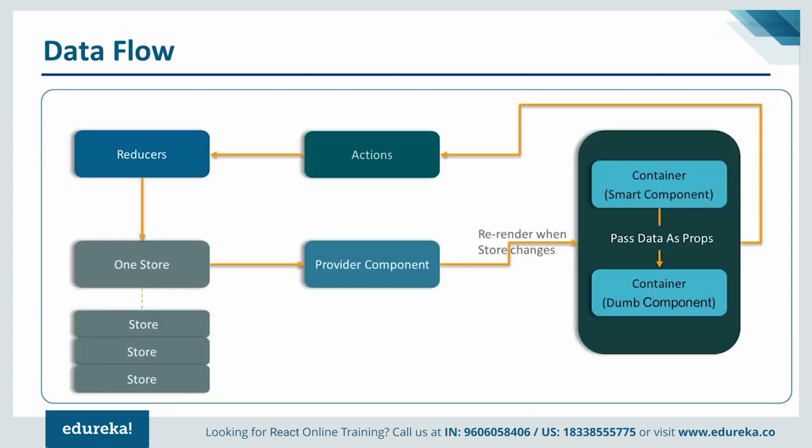This is the flow diagram of the Redux application. This application has all the components which we discussed just now, the actions, the components, the provider components. Then there are two types of components. One are the smart components and the other the dumb components. The smart components are sending data to the dumb components. And then we have one store. Then we have reducer. So this is how data flows in Redux.